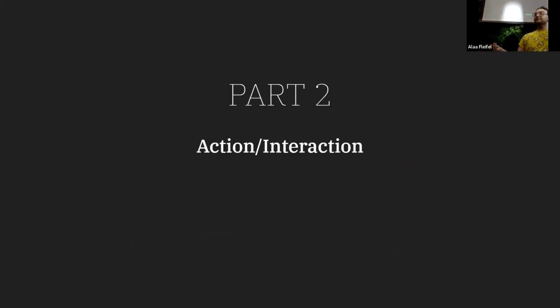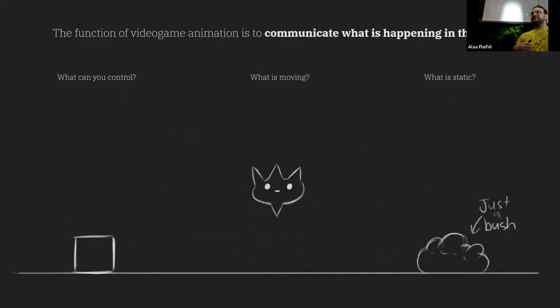So part two, action and interaction. This is where we'll start animating the character. Before you get into the animation part of the video game, you need to ask yourself, what's the purpose of animation in a video game? The function of video game animation is to communicate what's happening in the game.